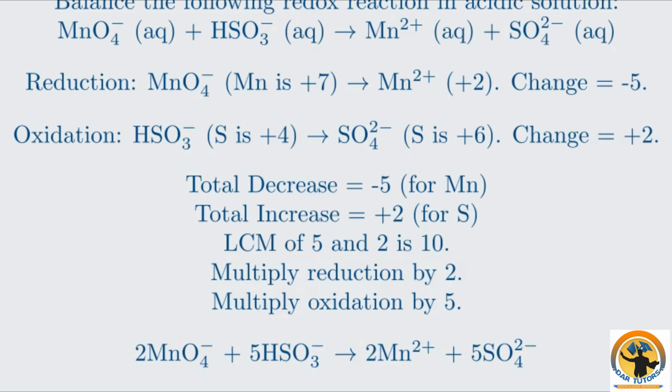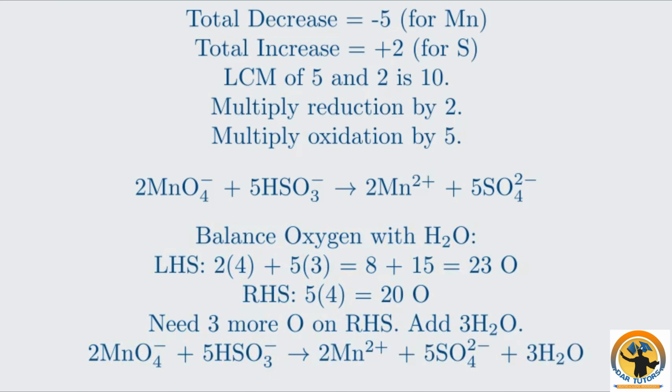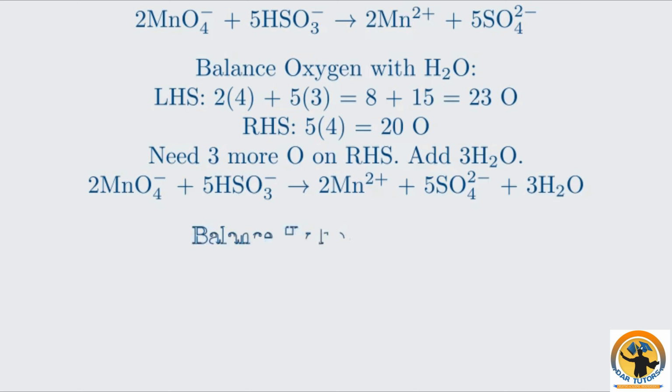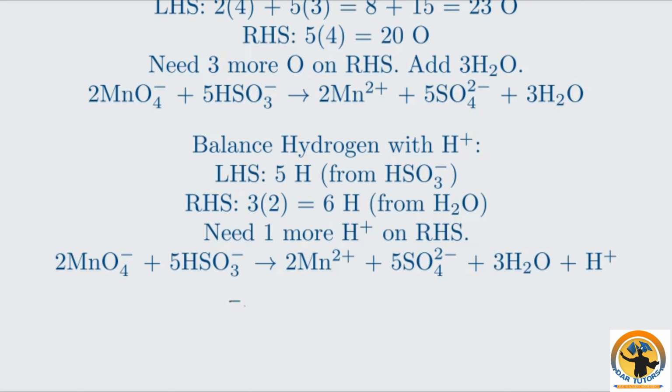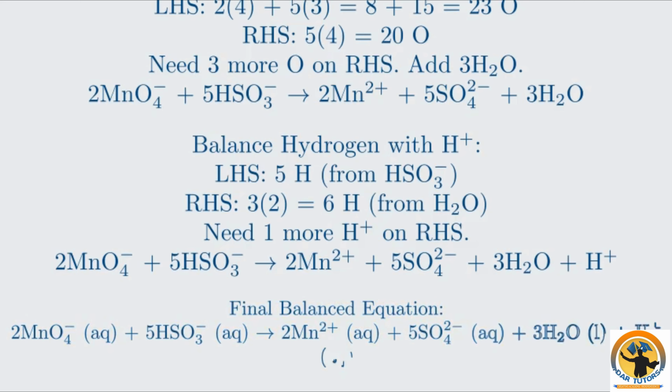We have 5 hydrogens on the left. We can balance the oxygens first. We have 8 plus 15 equals 23 oxygens on the left and 20 oxygens on the right. We need 3 waters on the right. This also adds 6 hydrogens to the right. Now for the hydrogens. We have 5H on the left from HSO3- and 6H on the right from the water. We need 1 more H+ on the left to balance. Balancing hydrogen with H+. This is our balanced equation. Notice there is a single H+ on the reactant side.